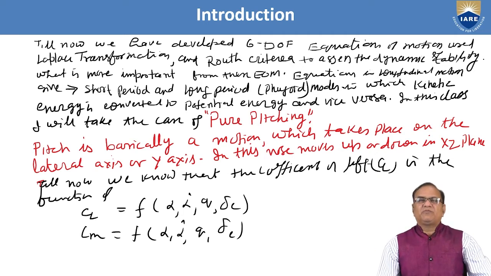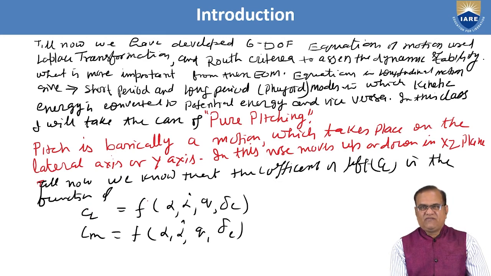In our previous classes we have discussed in detail that the lift coefficient is a function of alpha, alpha dot, Q and delta E. We can see CL is equal to F of alpha, alpha dot, Q and delta E, where alpha is the angle of attack, alpha dot is the rate of change of angle of attack, Q is the pitching rate, and delta E is the deflection of the elevator.